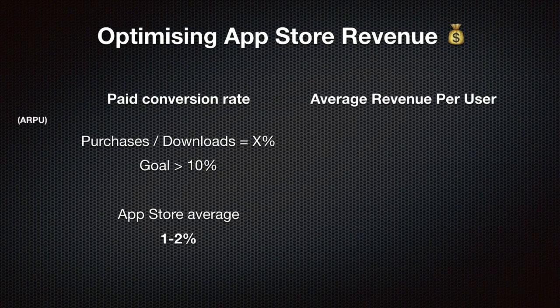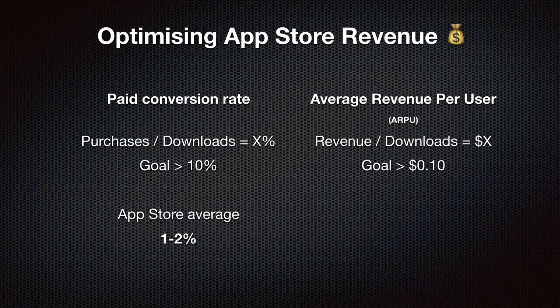So you should also monitor the average revenue per user, which is called ARPU. It's the ratio between revenue and downloads, and this gives you a result in dollars. Your goal should be higher than 10 cents. Usually when you have many downloads and your revenue per user is above 10 cents, this means that your app is worth it. The App Store range for this is between 0, because some apps don't make any money, and then some dating apps have up to $30 revenue per download.